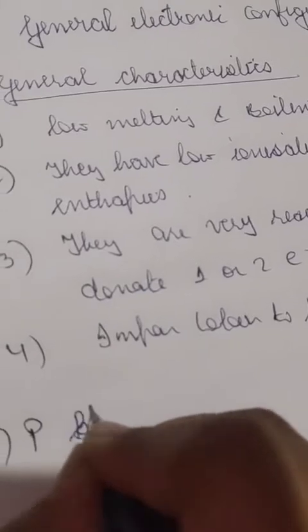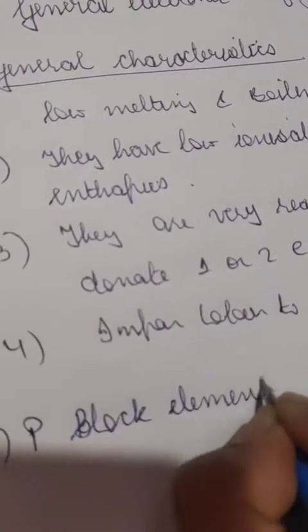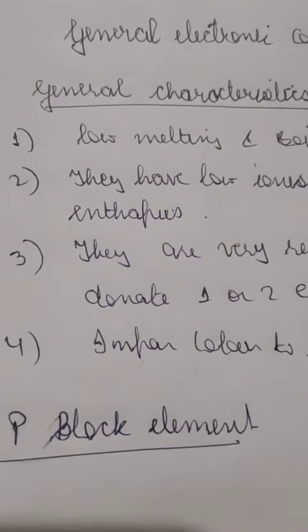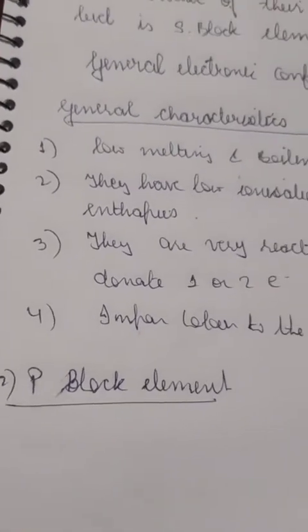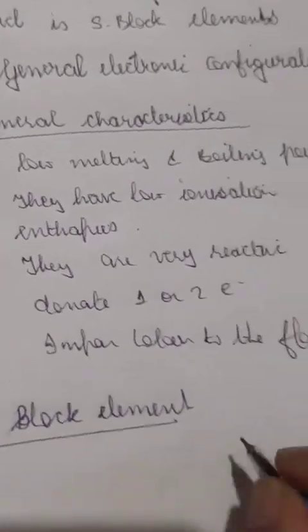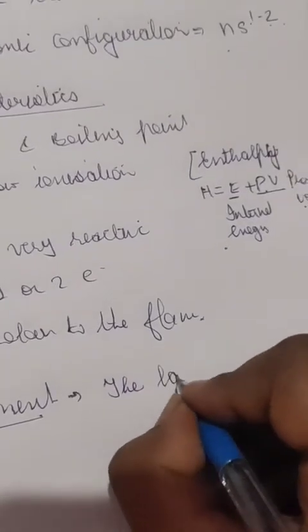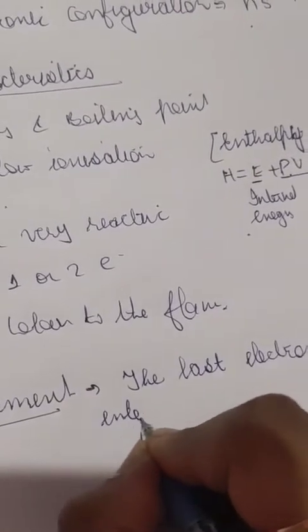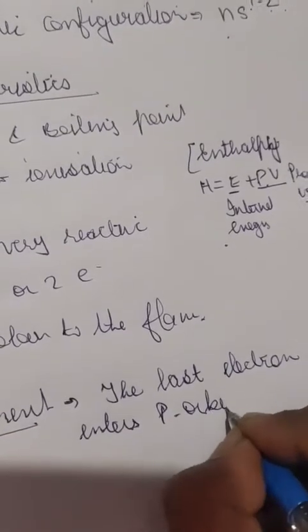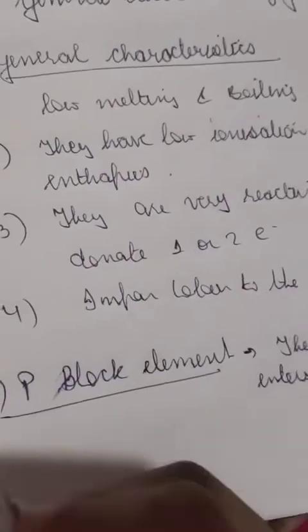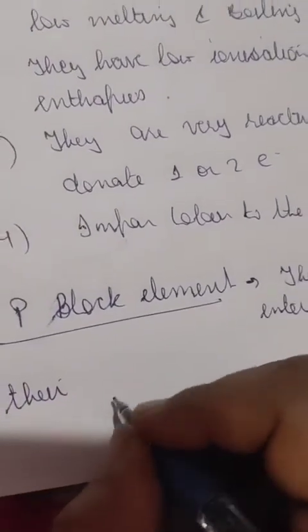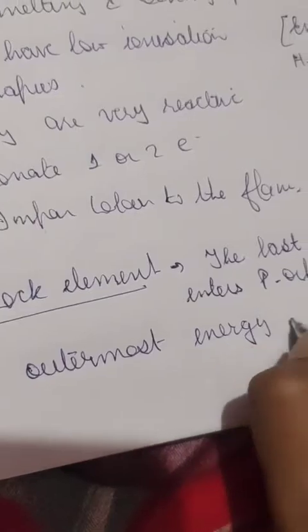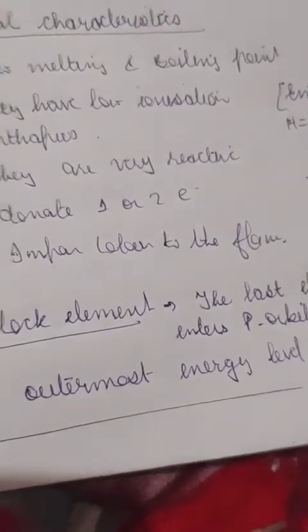After this, we'll move to the p block element. Second, p block element. Okay, so these p block elements are those elements in which the last electron enters the p orbital of their outermost energy level. So these are the p block elements.